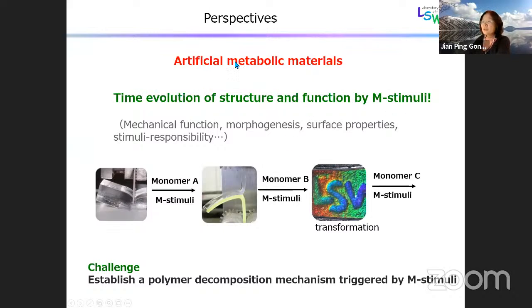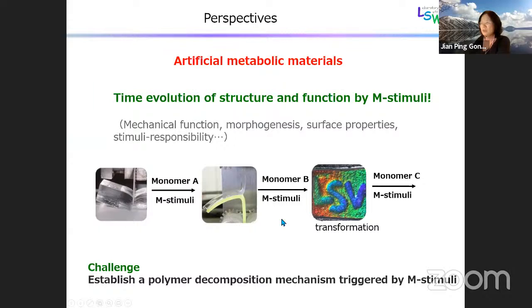And for artificial metabolic materials, I think the next challenge is how to introduce depolymerization or decomposition mechanisms into the gel systems. Because in biological systems, one direction is polymerization, to form new structures. Another important function is to remove the old structures as waste from the systems.